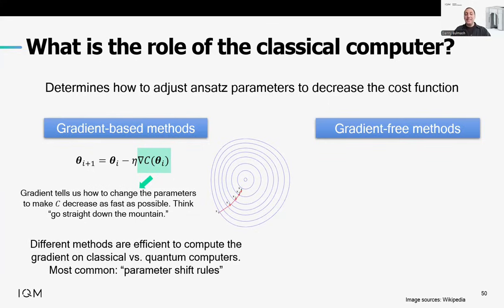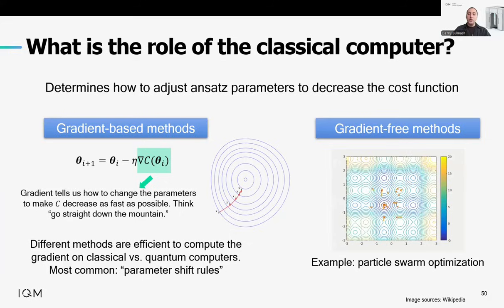It turns out that slightly different methods are efficient to compute this gradient using classical versus quantum computers. On quantum computers, we use something called parameter shift rules, which you can look into yourself if you are interested in that. There's also what are called gradient-free methods. One such method is called particle swarm optimization, but this is useful for certain sets of problems where maybe it's easy to get caught in a false minimum on a gradient-based method. But there's a lot of active development here on integrating the classical computer, the classical optimization of these parameters with the quantum computer.